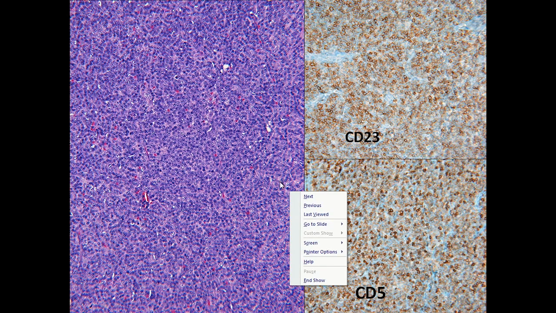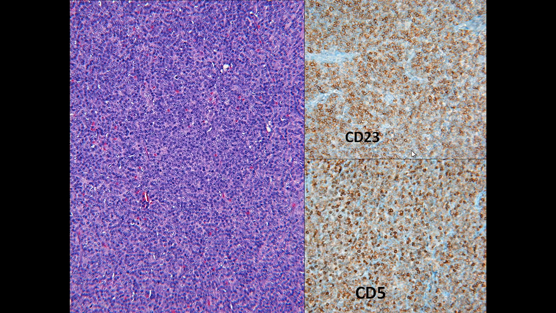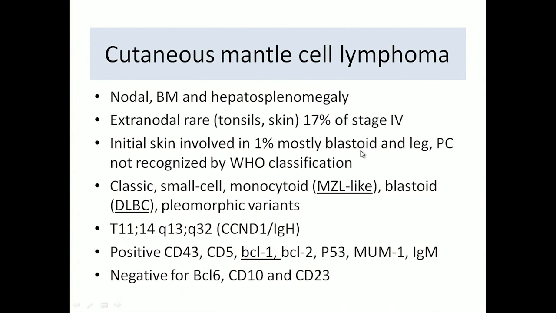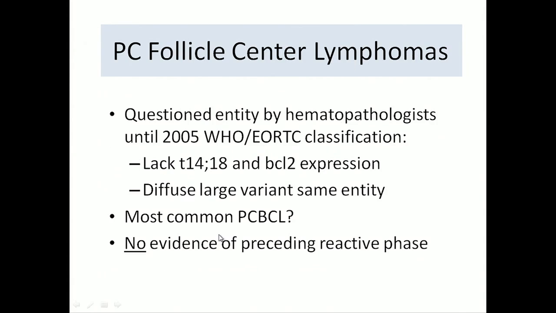Suspect CLL if there is co-expression of CD23 and CD5. Cutaneous mantle cell lymphoma is extremely rare, with a handful of cases reported initially in the skin. Most of those cases involve the leg and have this blastoid presentation. So a big differential diagnosis with the leg type of lymphoma. So BCL1 or cyclin D1 is going to be very important to diagnose those cases.